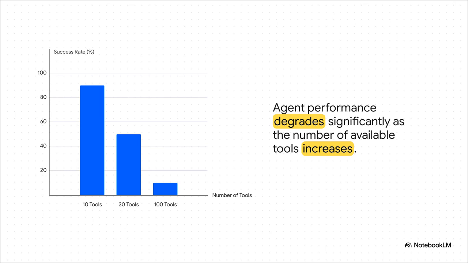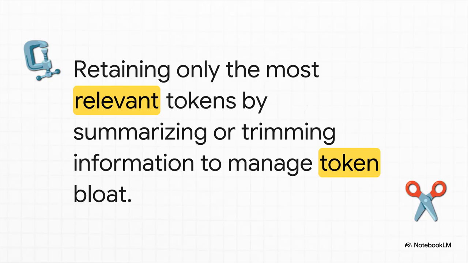And that's why intelligently selecting only the tools it needs right now is an absolute game changer. All right, on to our third strategy, compressing context.